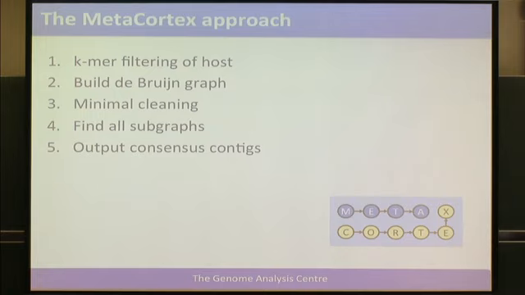But before I come to the bat virus stuff, I'll talk for a few minutes about the MetaCortex approach. These are the steps we go through. We have a host filtering step, which is done with a K-mer based approach. Then we build a De Bruijn graph in a way that is typical for any assembler. We do minimal cleaning on that graph, and then we find all the subgraphs and output consensus contigs for those subgraphs. I'm going to talk about those steps in a little more detail.